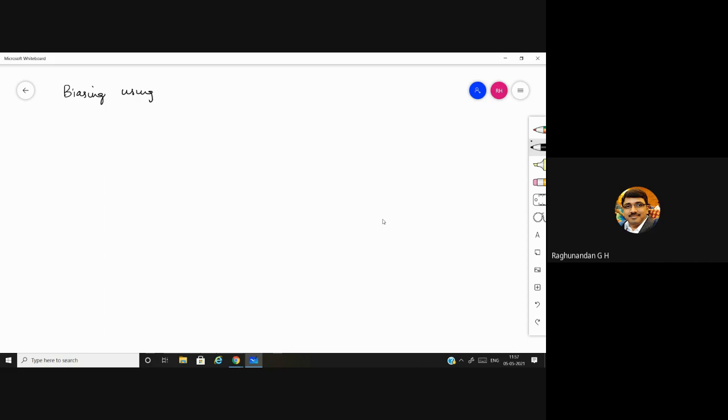Biasing using drain to gate feedback resistor. So this is similar to collector to base bias, what we discussed in BJT. Similar to that, we have this technique.